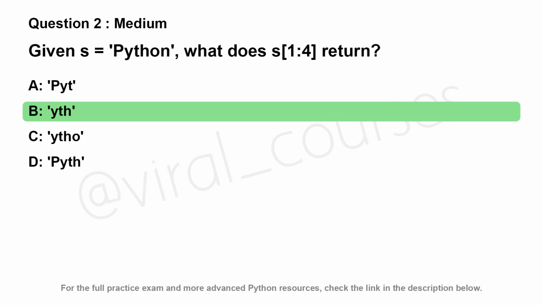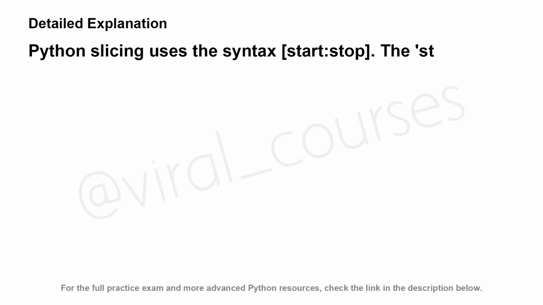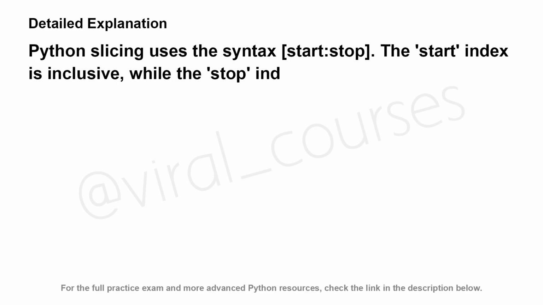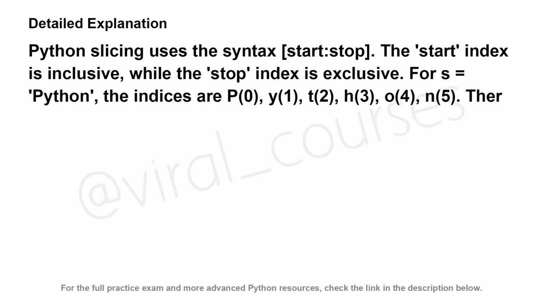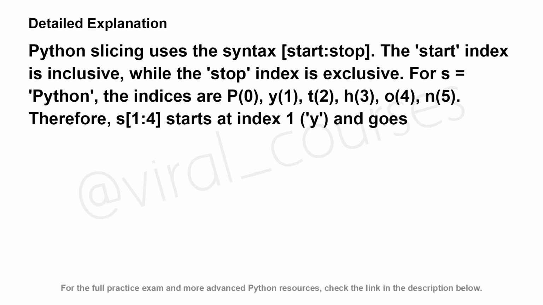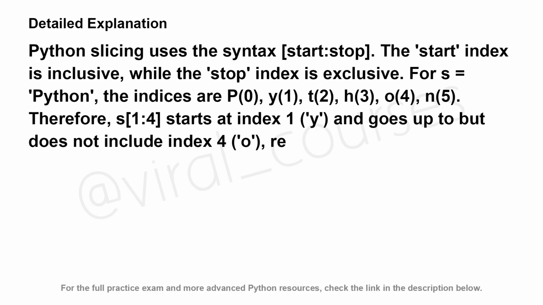The correct answer is B. Python slicing uses the syntax start, stop. The start index is inclusive, while the stop index is exclusive. For s equals 'Python', the indices are P0, y1, t2, h3, o4, n5. Therefore, s[1:4] starts at index 1, y, and goes up to but does not include index 4, o, resulting in 'yth'.